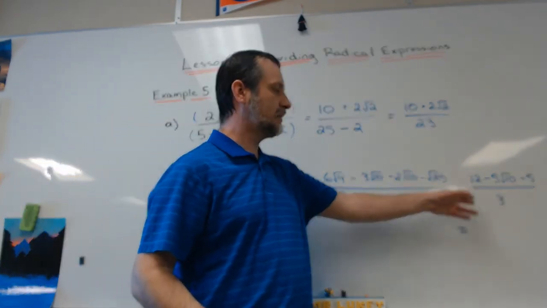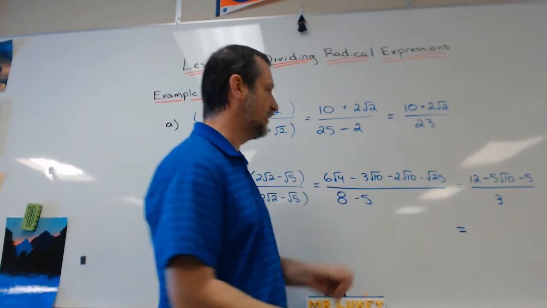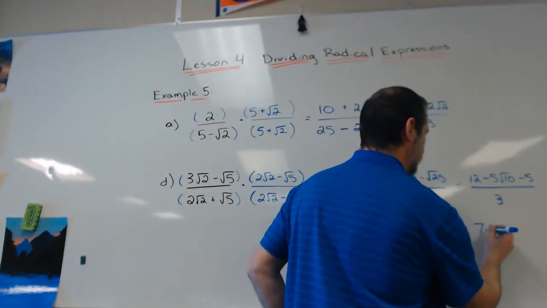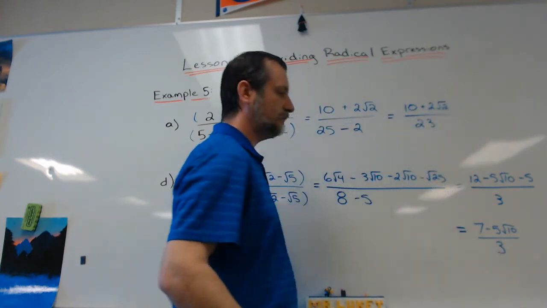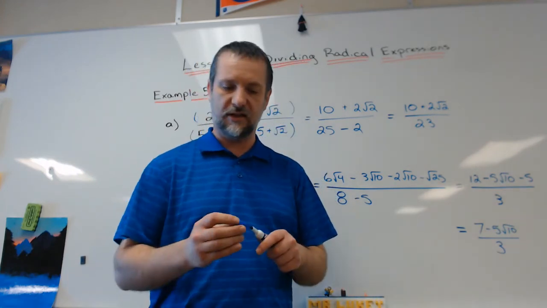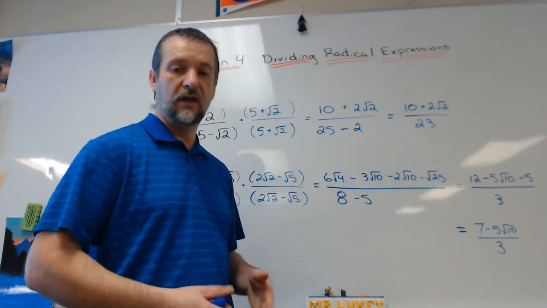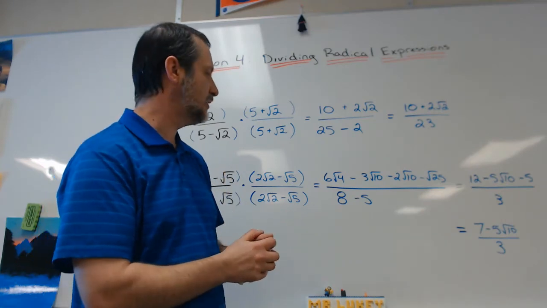So I can combine like terms again, right? So 12 minus 5 root 10 minus 5 will leave me with 7 minus 5 root 10 over 3. The 7, the 5, and the 3, those are all coefficients, constants. Do they have a common factor? No. So that will therefore be simplified as far as it goes.